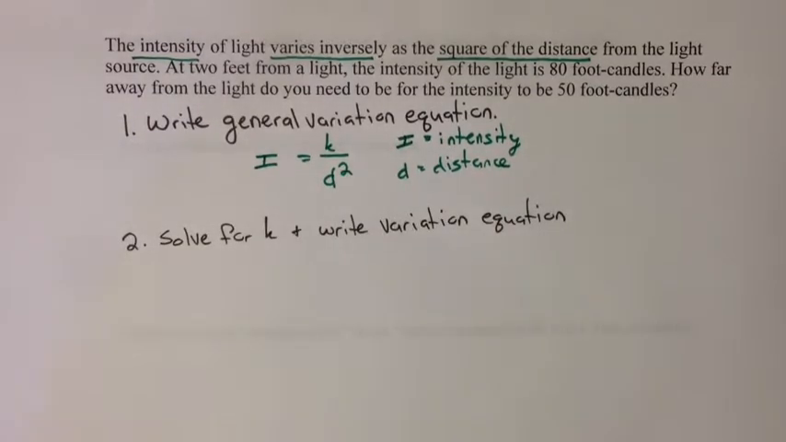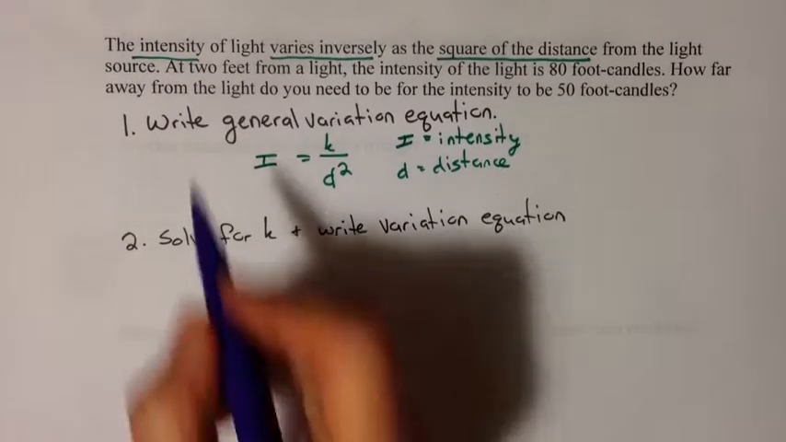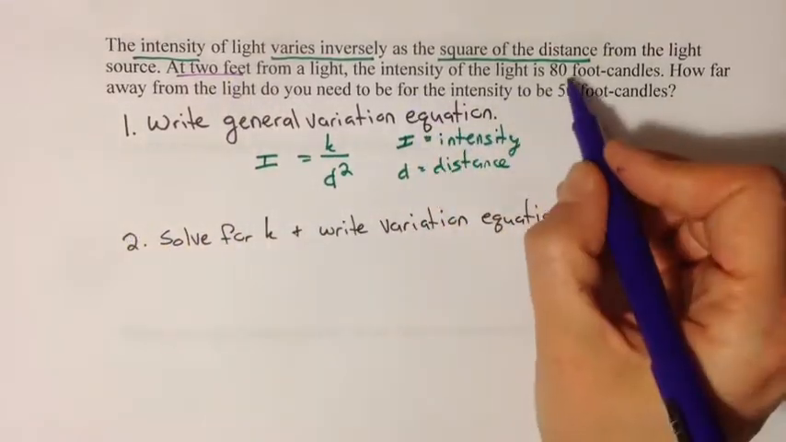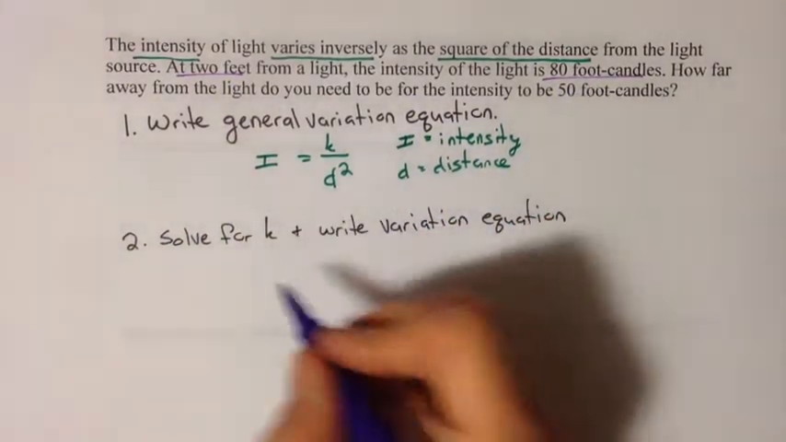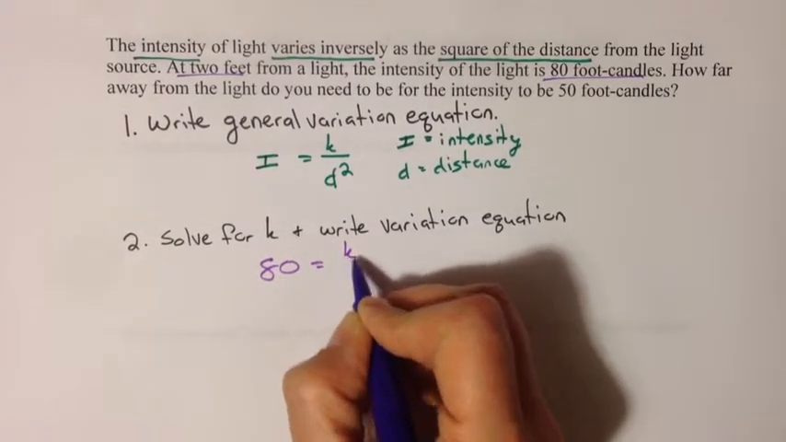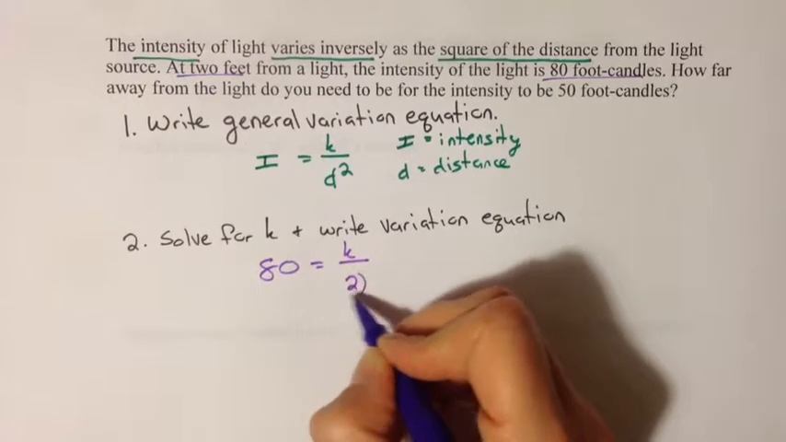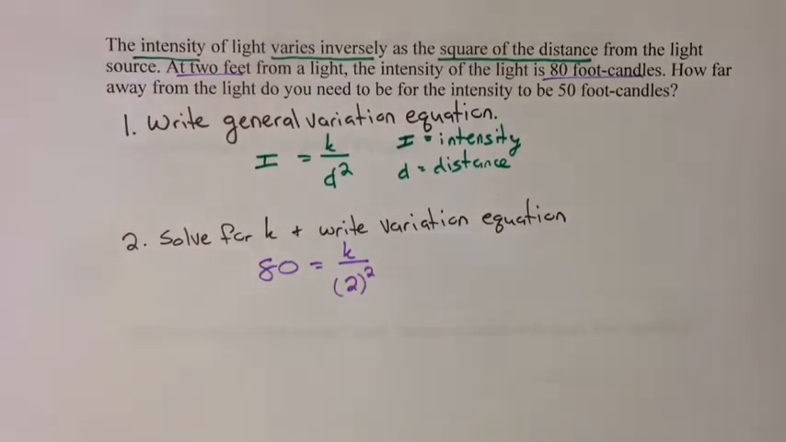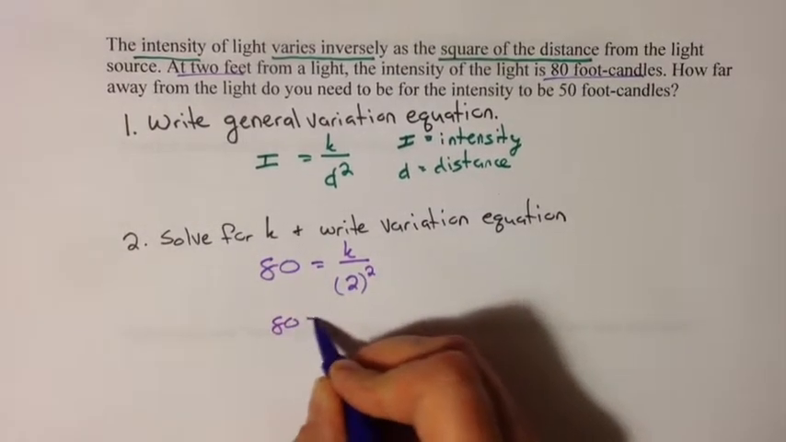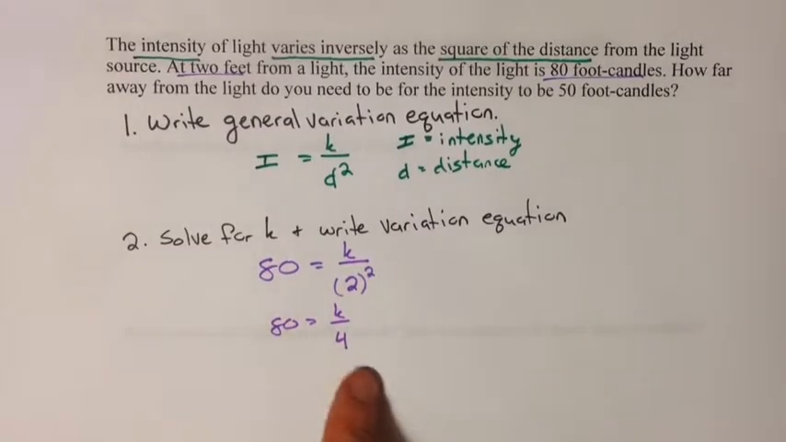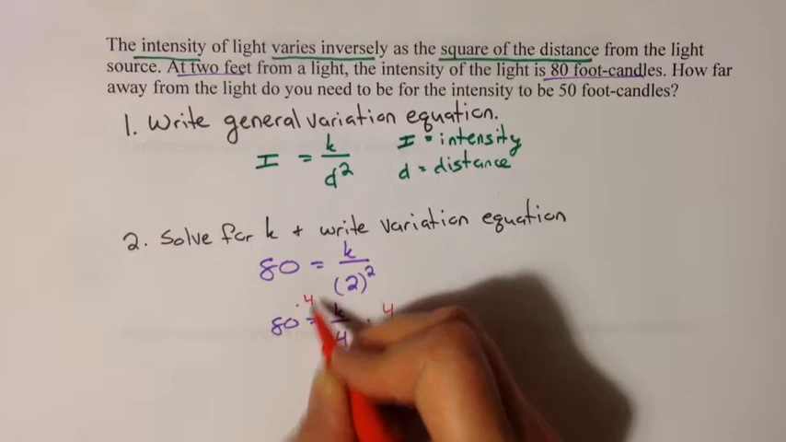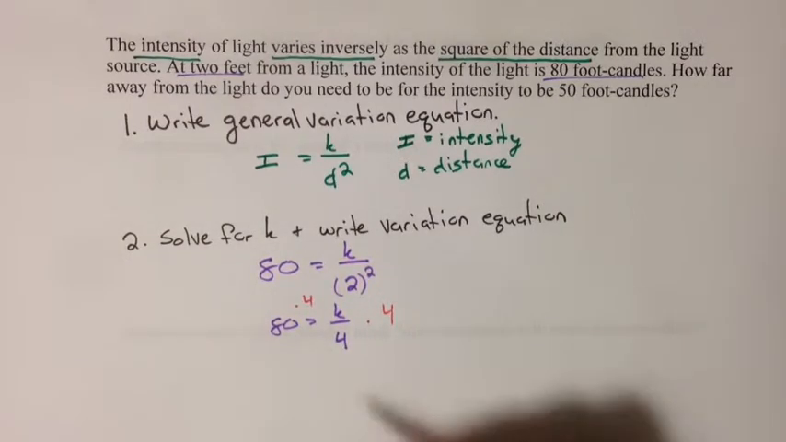Our second step is to solve for k and then write down what the variation equation really is. Now I've been told that at 2 feet from the light source, the intensity is 80 foot candles. So I can plug 80 in for my intensity. Still don't know what the k is, but my distance is 2 feet, so I plug 2 in for d. Now I can solve for k. On the bottom here, I end up with 4, so 80 equals k over 4. I can cross multiply or think about clearing the fractions. In this case, I clear the fractions by multiplying both sides by 4, and that gives me k equals 320.